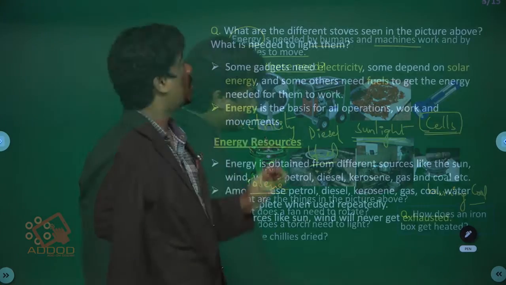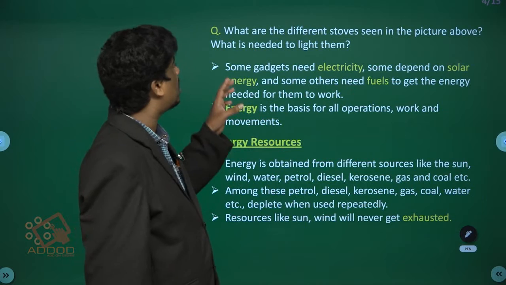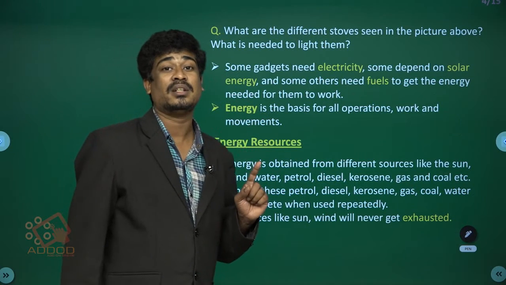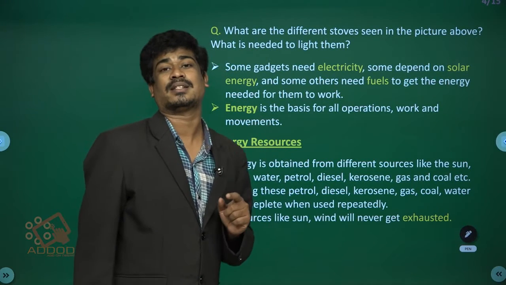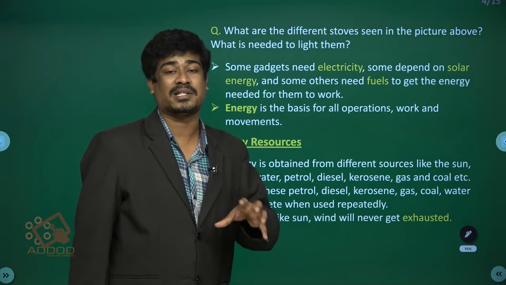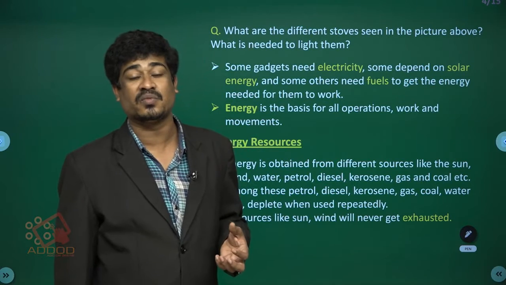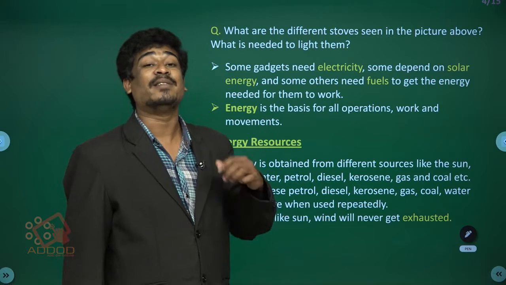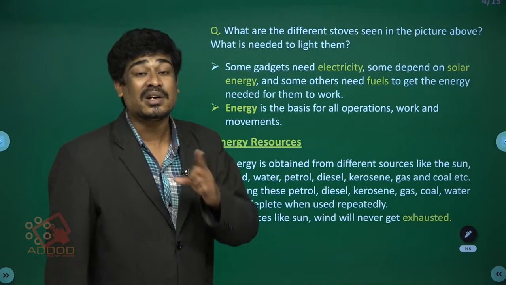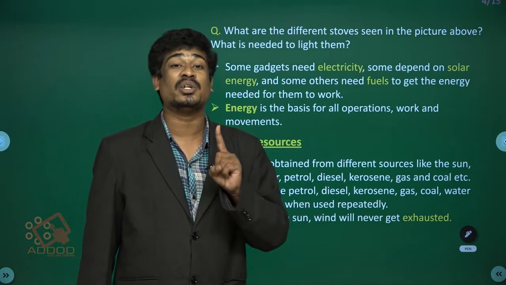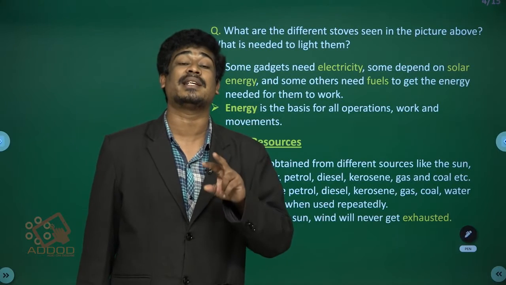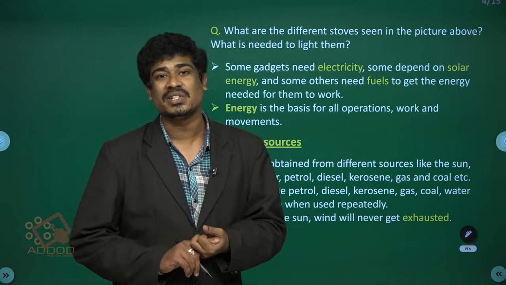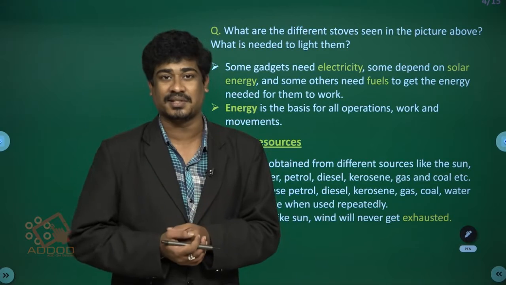Let me see next. What are the different stoves seen in the pictures above? So first one is a cylindrical stove, isn't it? So a gas stove which needs LPG gas. And one more stove is there that works on kerosene, isn't it? Kerosene is required. And the second one is a gas stove which requires LPG or methane gases.